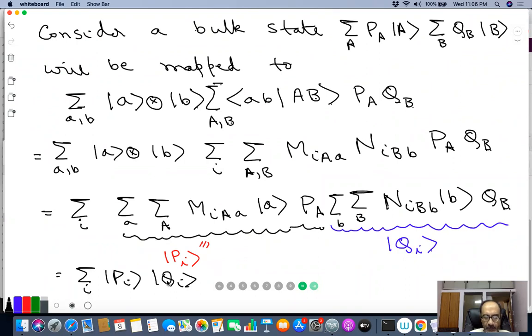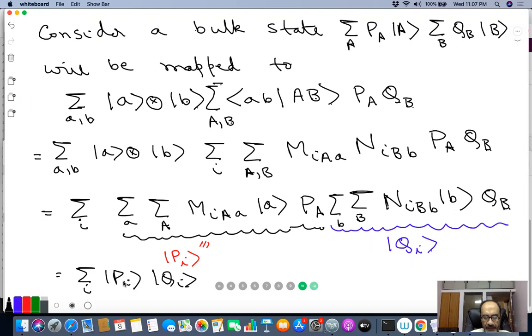But the P_i and Q_i are states that are on the boundary Hilbert space, even though they are labeled by this index. So it's like the boundary state we are representing in terms of some basis states for the link. No, these are not basis states on a link, because these are all linear combinations of the boundary basis states. The state is a boundary state, but the index refers to the basis states of the link.